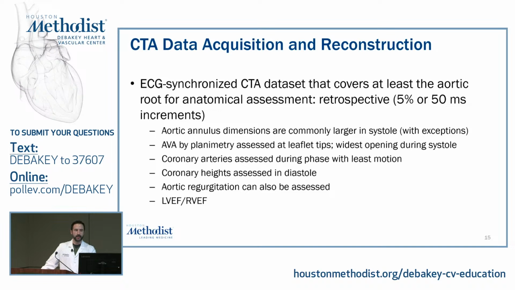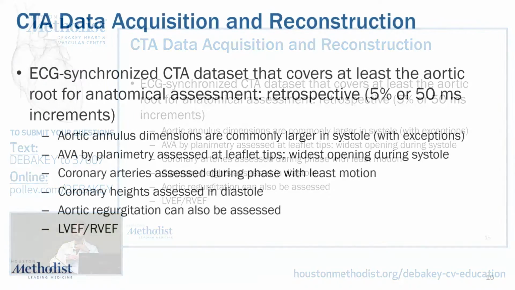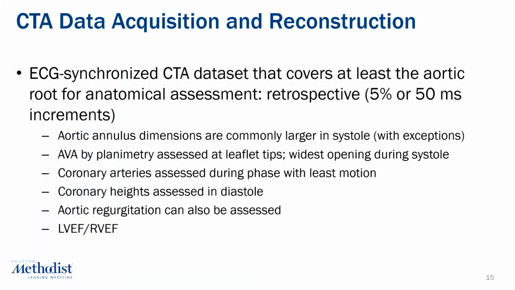Now the CTA data acquisition part, there's two parts to it. So one is a retrospective data acquisition that covers at least the aortic root. So you do arch to apex, just heart only essentially. And it's retrospective, so tube is on for the entire cardiac cycle from 0% RR all the way to 95%. And then we reconstruct either in 5% increments or 50 millisecond increments.